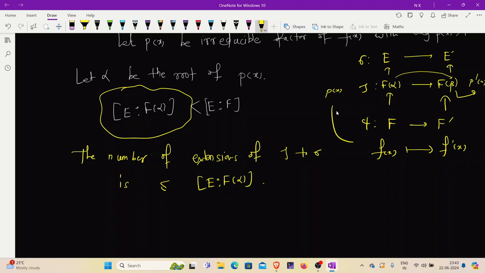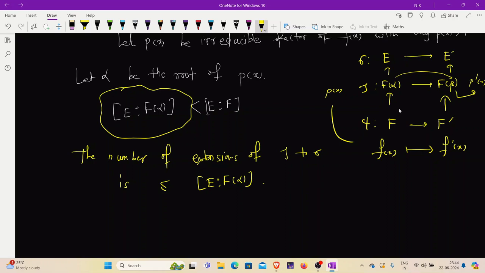That's one point. Now the point is, how many extensions are there for psi to tau? In how many ways can you extend psi to tau? Extension completely depends on alpha. It depends completely on how many roots there are for p(x). If you are taking alpha as a root, you can find an extension. Similarly, if beta is a root of p'(x), you can find an extension. So extension completely depends on the roots alpha and beta. The only interesting point is how many roots there are for p(x) and p'(x).